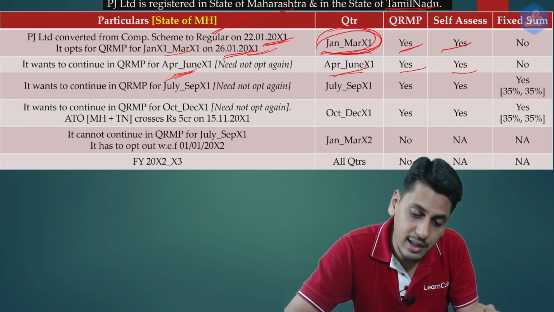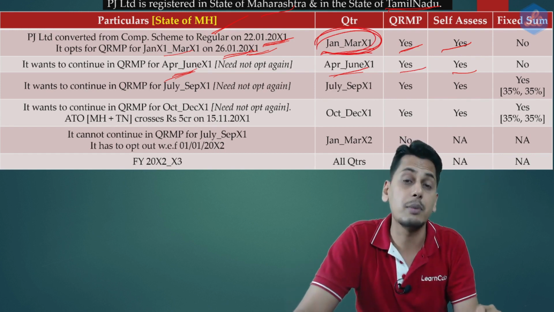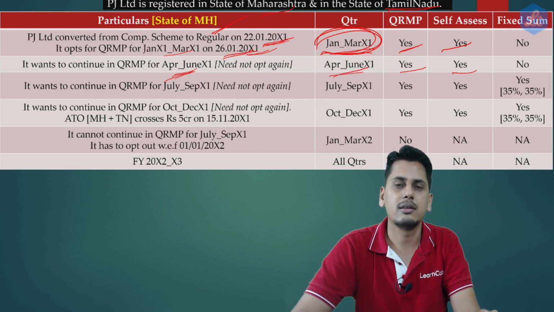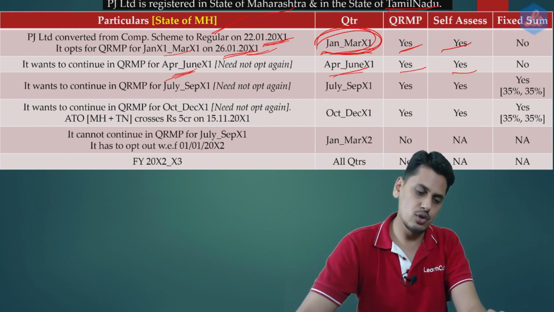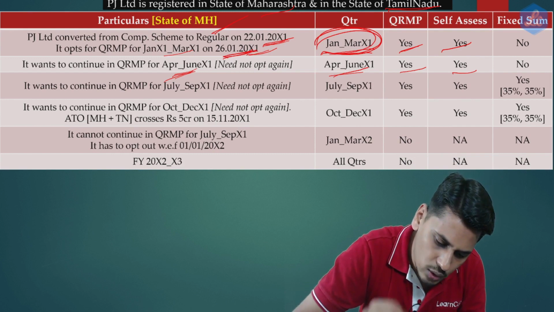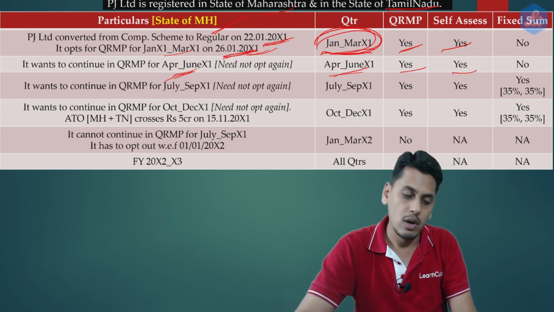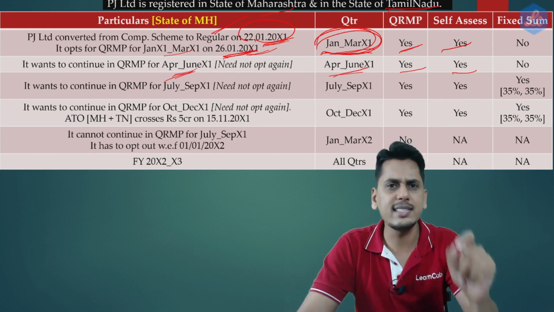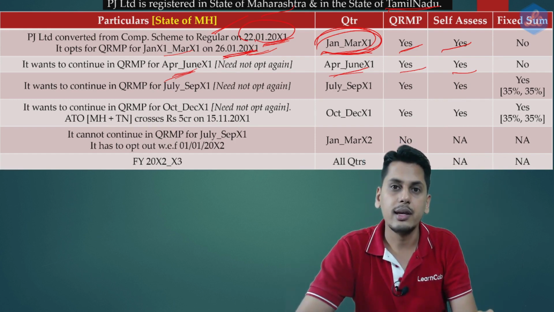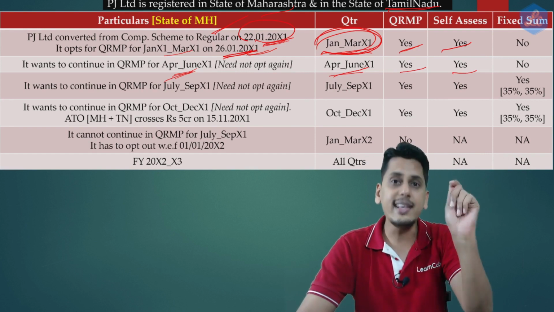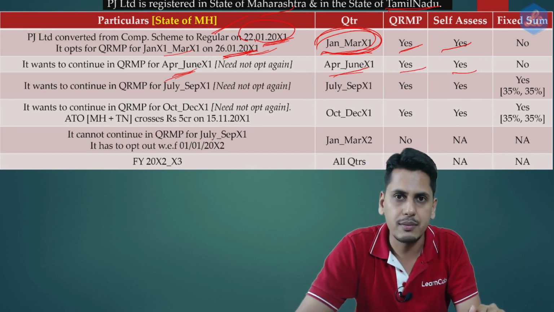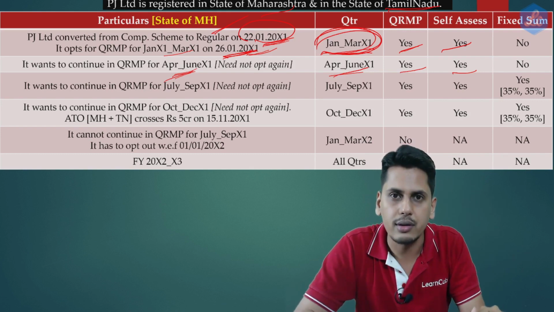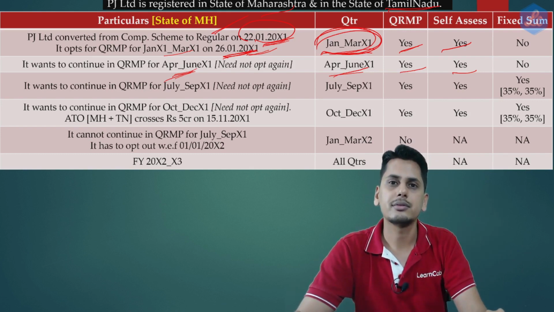Now friends, for the quarter Jan to March, he did file a quarterly return, but did he file a return for the complete tax period? The answer is no, because he came into this regular scheme only on 22nd of January. So whatever GSTR 3B he would have filed, it would have been only from 22nd January till 31st of March. Prior to that, it would have been GSTR 4, composition filer.